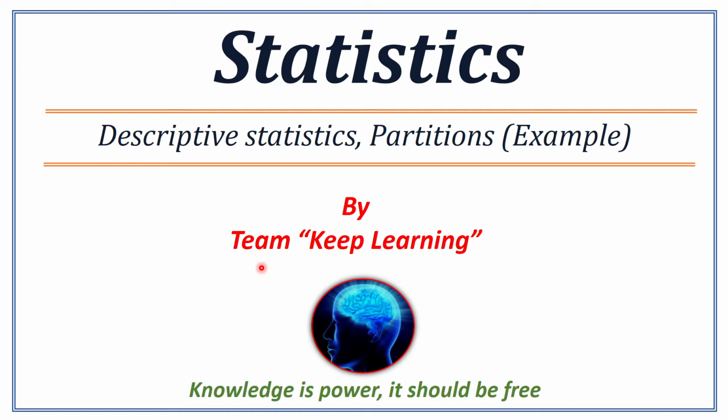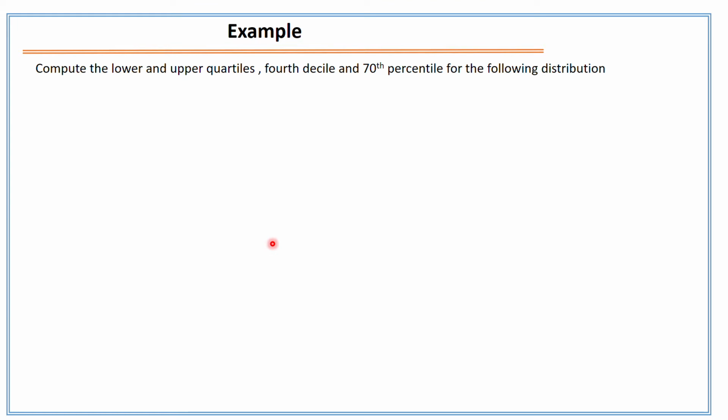In this video, we will see one example on partitions to understand how exactly partitions are being calculated. So now we will start. The example goes like this. Compute the lower and upper quartiles, 4th decile and 78th percentile for the following distribution.